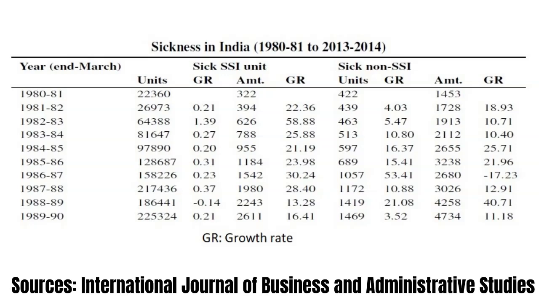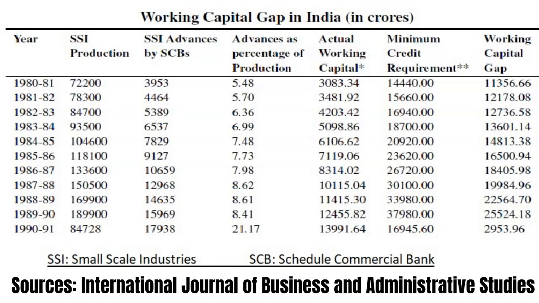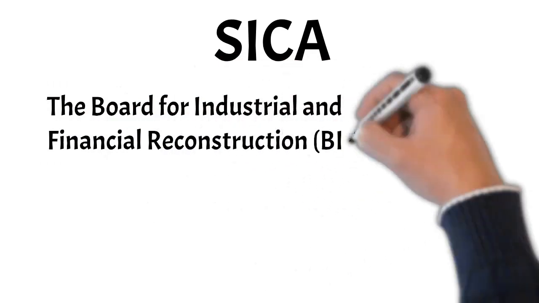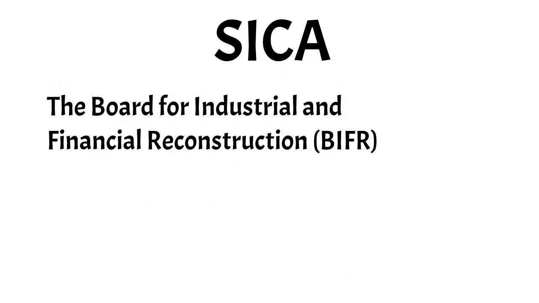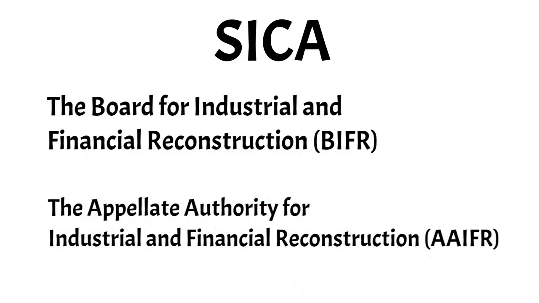Banks and FIs were facing a major crisis as they were the backbone of the economy, and this widespread industrial sickness was increasing non-performing assets held by banks and financial institutions. So this act was enacted to make provisions for the timely detection of sick companies owning industrial undertakings. The provisions of SICA established two bodies: the Board for Industrial and Financial Reconstruction and the Appellate Authority for Industrial and Financial Reconstruction.